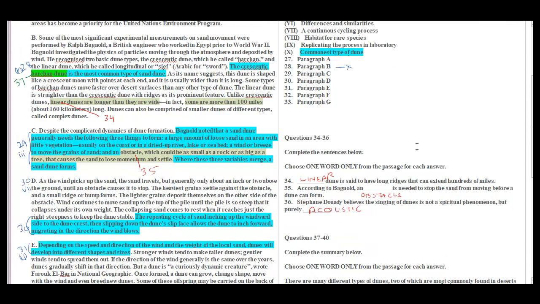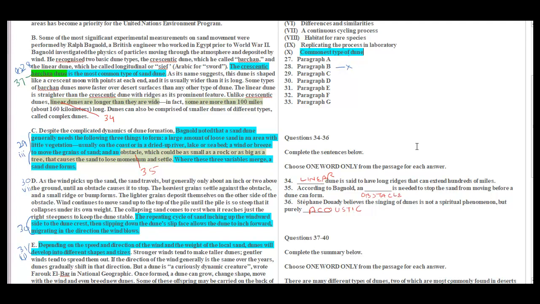So now moving on to the 3rd paragraph, that is C. In this case, dynamic of dune formation is given. Let's read out. Bagnold noted that a sand dune generally need the following 3 things to form. 3 things are needed. So there are, I think, specific conditions given how these sand dunes are formed. A large amount of loose sand in an area with little vegetation, usually on a coast or in a dried up river, lake or seabed. This is the first point.